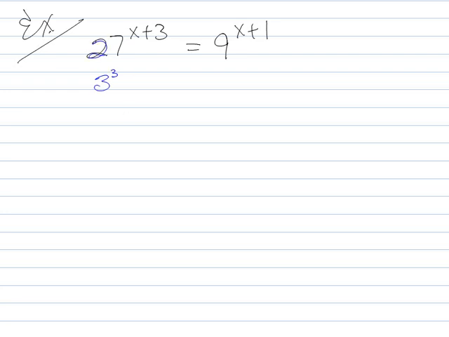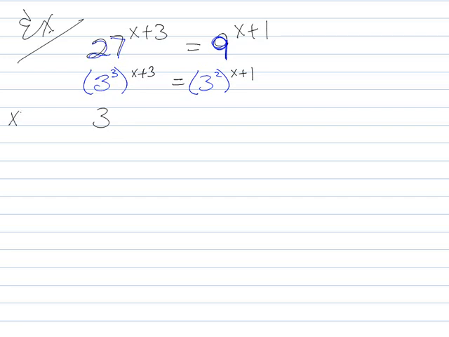So actually, I can write 27 as 3 to the third. So instead of having 27, I'll write 3 to the third to the x plus 3. And over here on 9, instead of writing 9, I'll write 3 squared, 3 squared to the x plus 1. Got it? Okay.